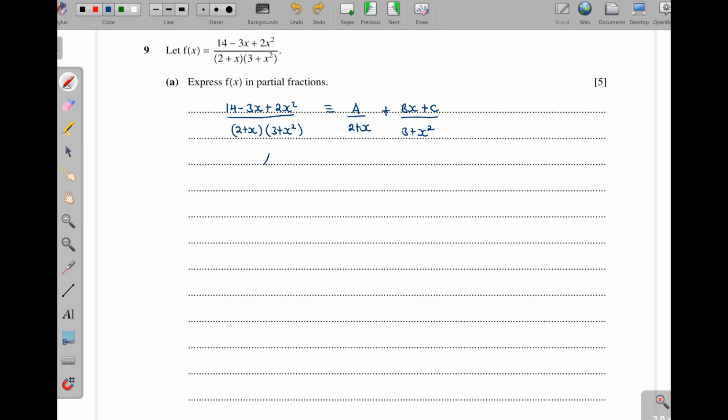So meaning we shall have A times 3 plus x squared, then plus, again you get this one here, divide by this. That means this one will cancel with this. You remain with the 2 plus x, then you will multiply it with the bx plus c. So we shall have bx plus c multiplying with the 2 plus x.